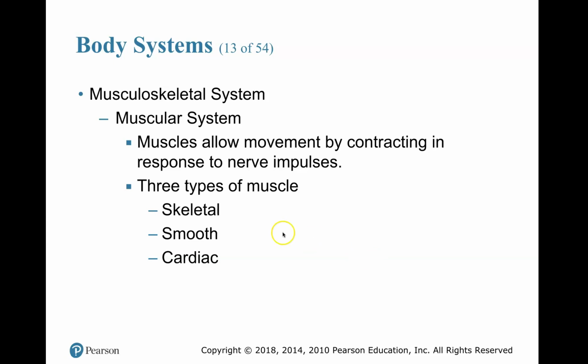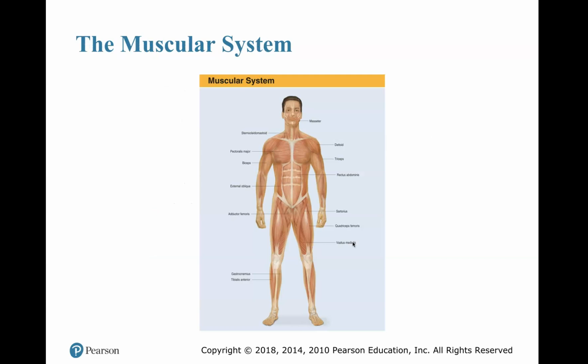The muscular system. Muscles allow movement by contracting in response to nerve impulses. There are 3 types of muscles: skeletal, smooth, and cardiac. Cardiac is just the heart muscle. Here we have the muscular system. It's going to name all those muscles for you. You need to study this as well. You might know some of those muscles already, or you might know some of them as a different name, but it's something you need to look at.